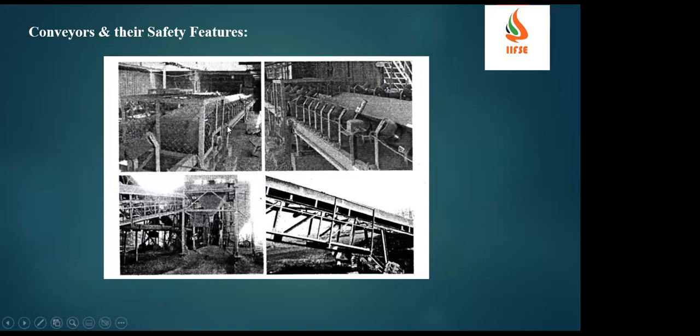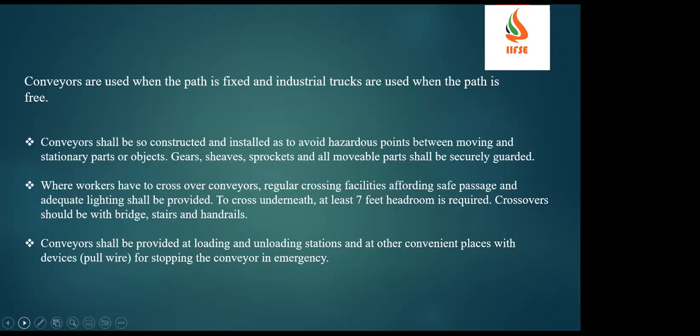can pull the tag, or pull the rope. The conveyors are used when the path is fixed, and industrial trucks are used when the path is free, which means these conveyors are only suitable if the path is a fixed path, from one location to another location. The trucks will be used for the other purposes.